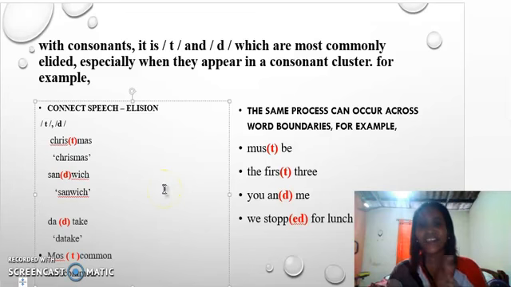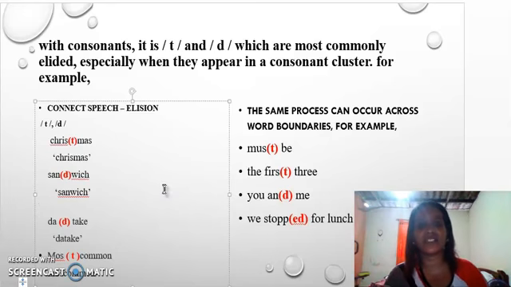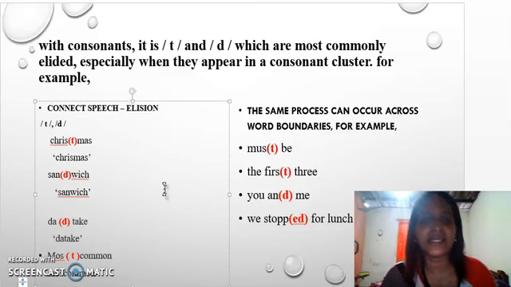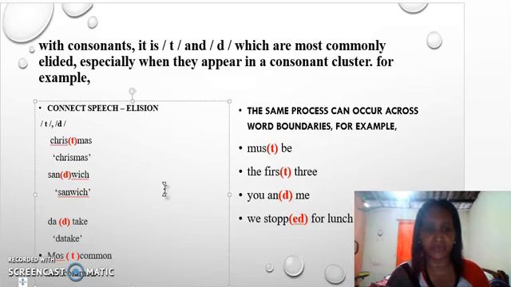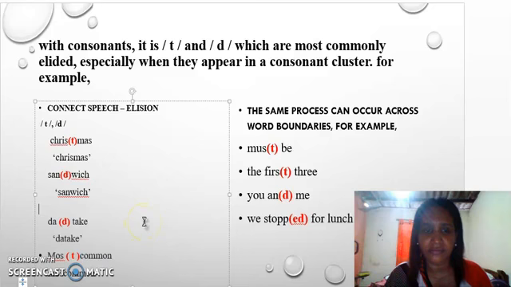Okay guys, we continue the topic of connected speech: elision. Elision has three rules. What is elision? With consonants, T and D are most commonly elided, especially when they appear in a consonant cluster. For example, I can omit T and D in words like Christmas, sandwich, they take. The most common is the sample of elisions.